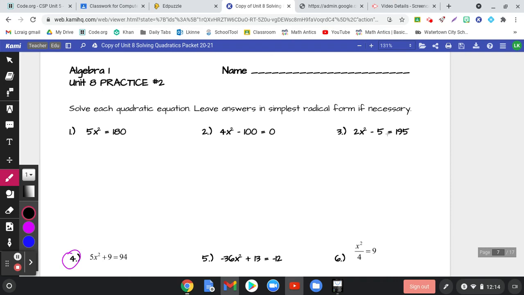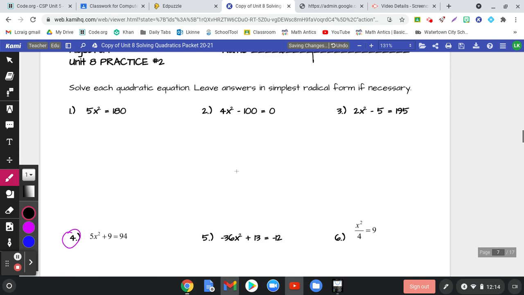Hi, everybody. In case you're having trouble with practice number 2 for this unit, I figured we could go over it together. So remember, our goal is to get x by itself, just like with a regular equation.